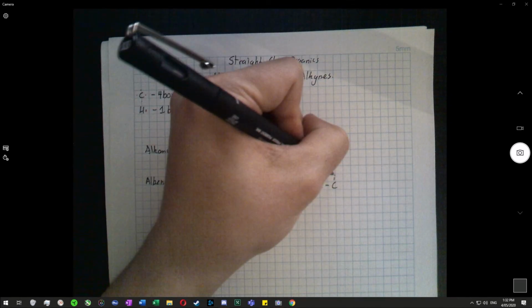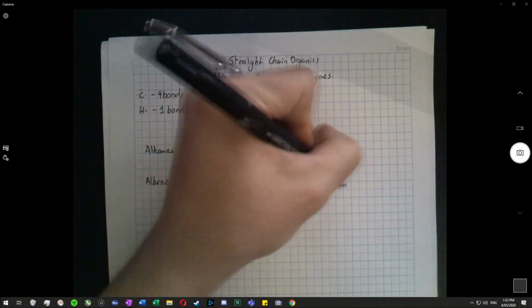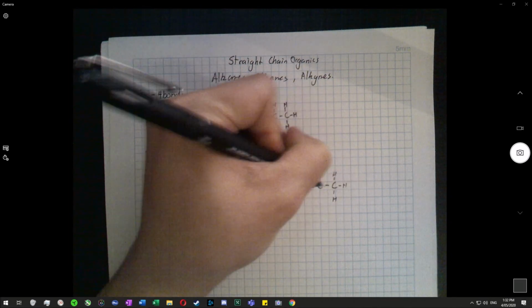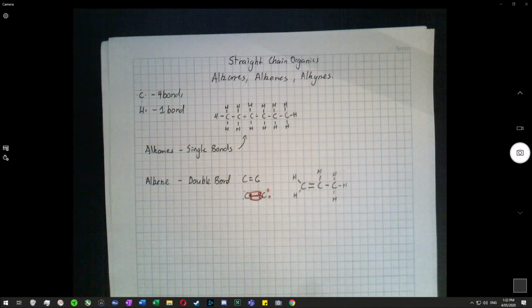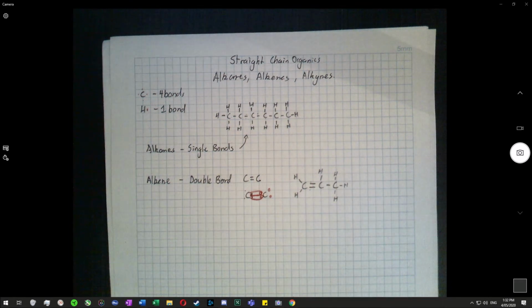And our last one here has 1 bond already to one of the carbons. So we're going to fill it up with 3 hydrogens to finish it off. And again, fulfill our 4 bond rule.